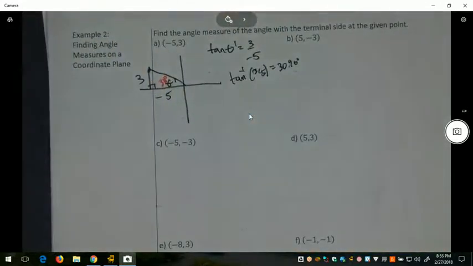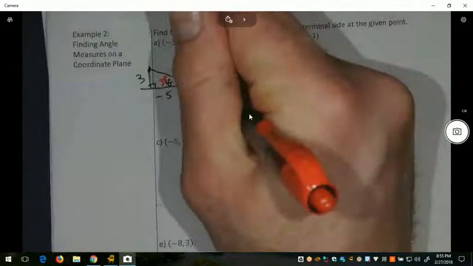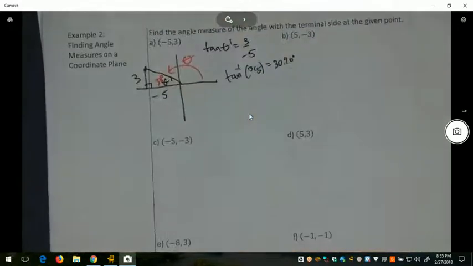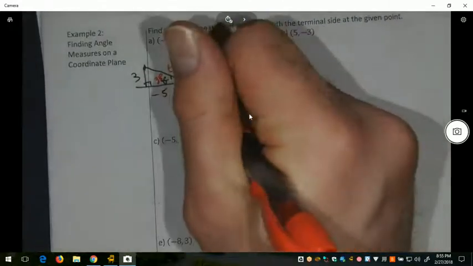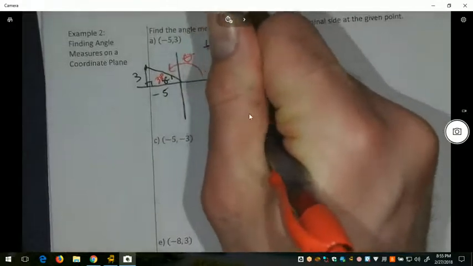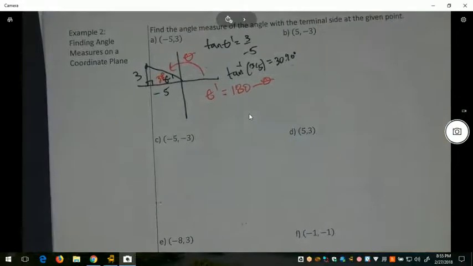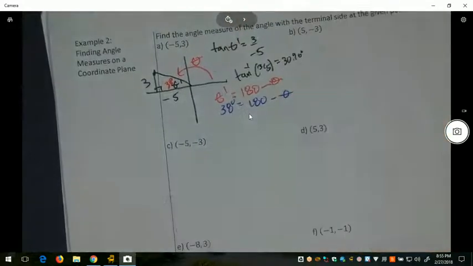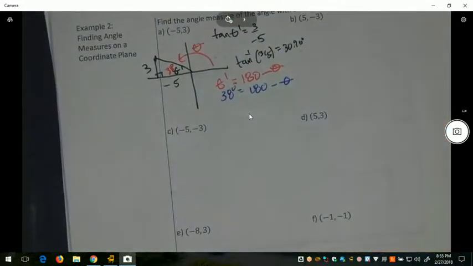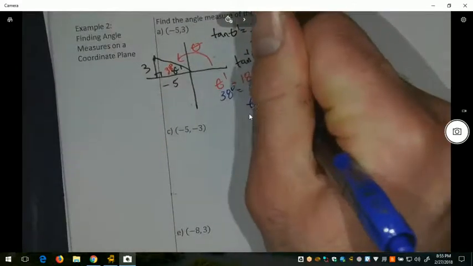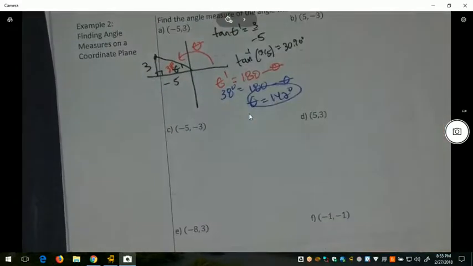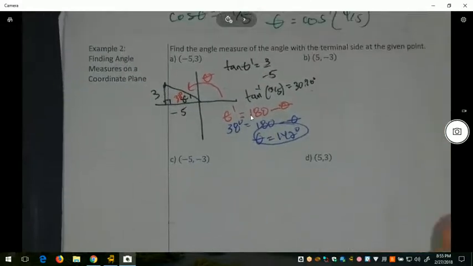So 31 degrees, well, that's not my angle though. My angle, theta, is actually going from here to here. Once again, they're a linear pair. Remember that theta prime is 180 minus theta. Well, that's when we knew theta and we're trying to find theta prime. Now we know theta prime is 31 degrees, and we're trying to find theta. So if I subtract from 31 the 180 and then divide by the negative, I get that theta is 149 degrees. Now we could work with the negatives.